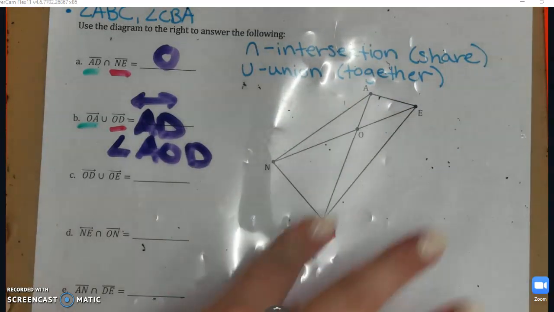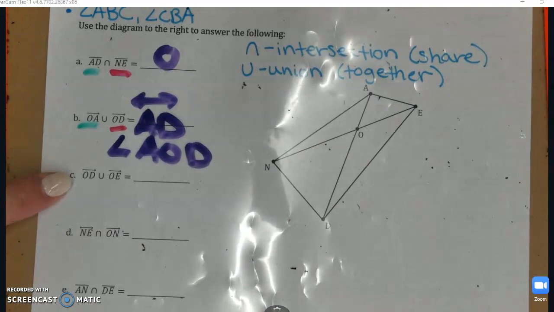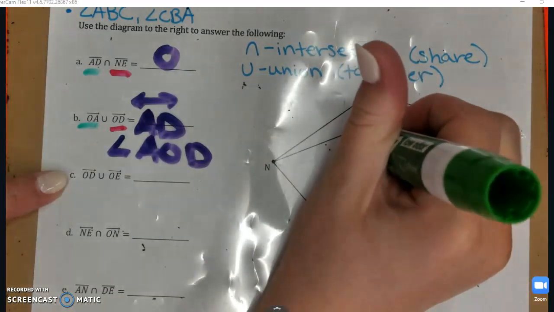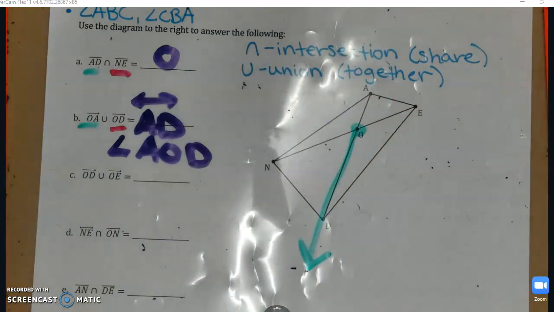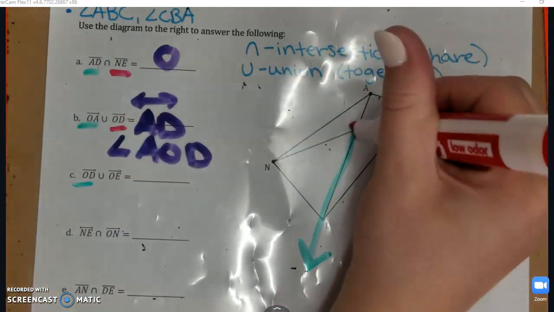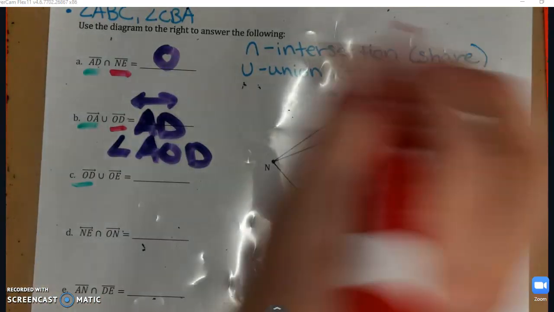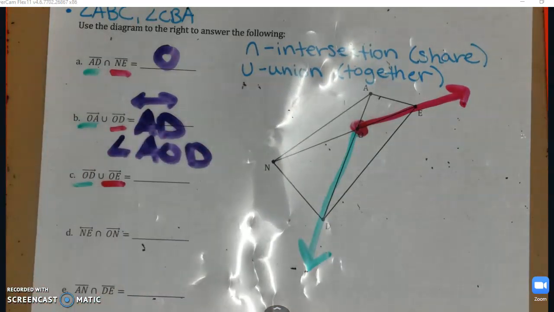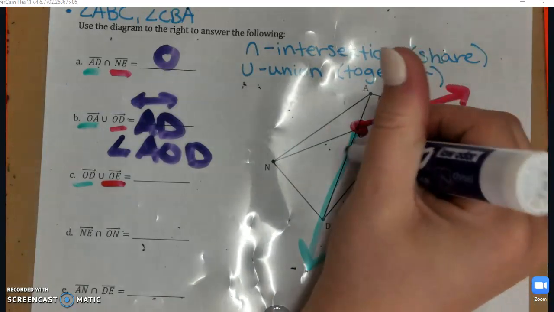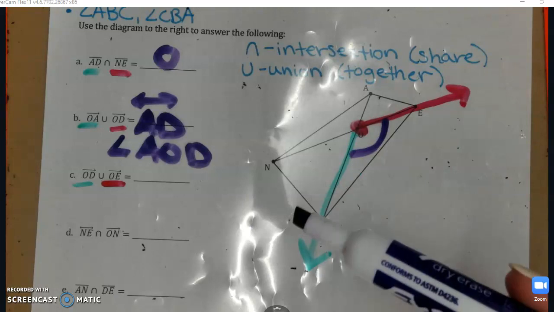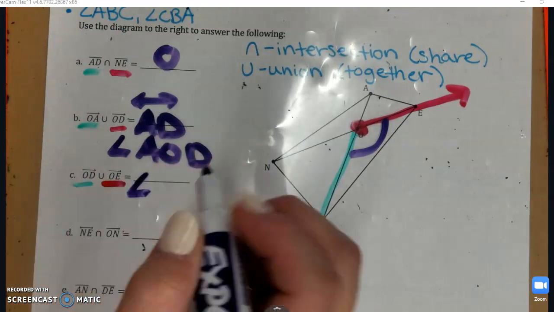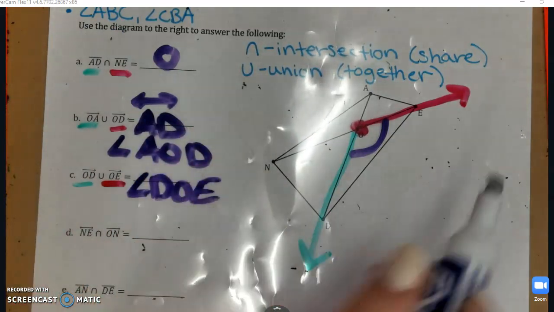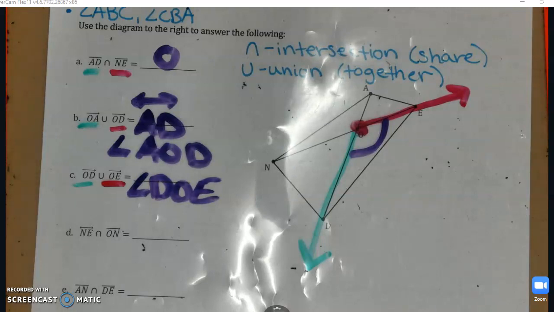Again, I'm going to erase and move on to part C. I've got ray OD, so I'm going to draw that one back on there. Starting at O, off to infinity through D. That one is my green. And then OE starts at O and goes off to infinity through E. And I'm looking at the union, so what do they form together? Well, these 2 rays have formed this angle. So again, I can call this angle by 2 different names. I can either call it DOE or EOD. Either of those is correct. Remember, we cannot simply call it angle O because I have multiple angles with O as the vertex.